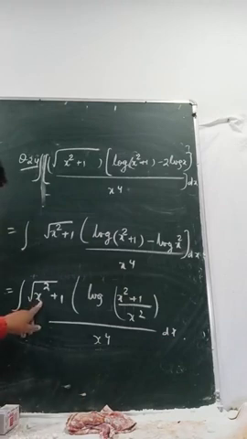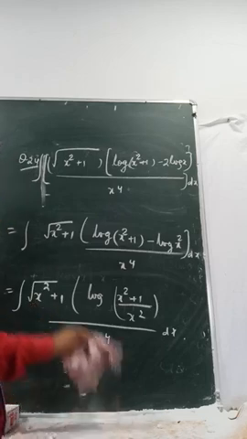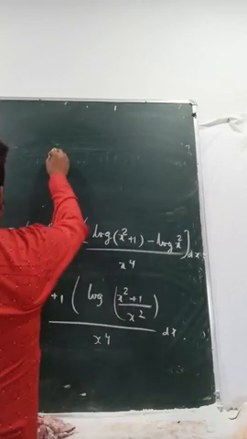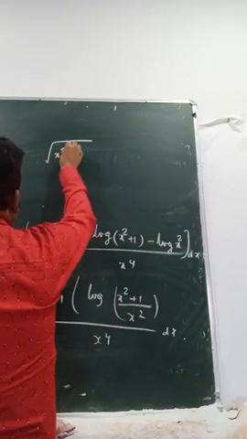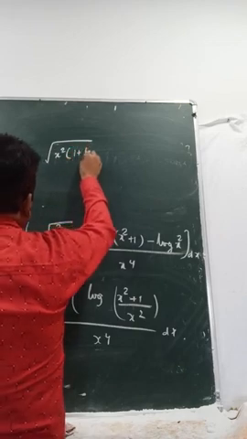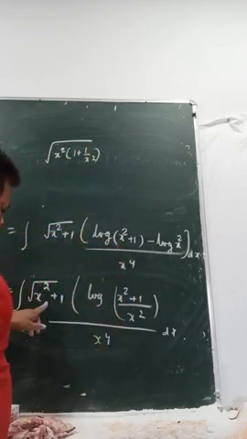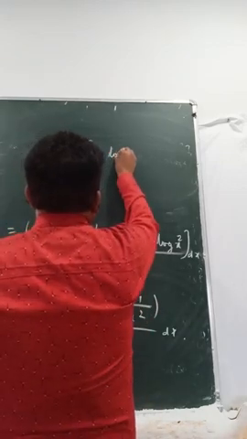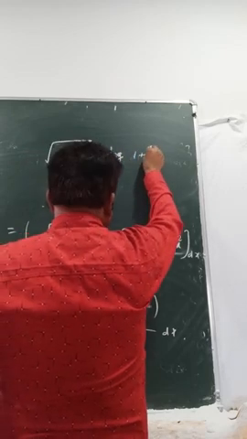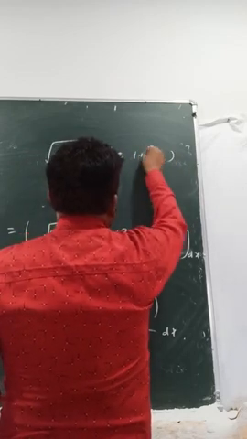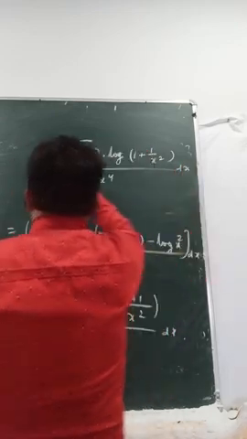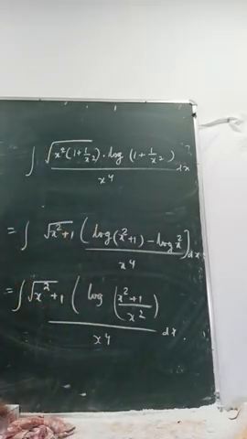Let me take x square common from here. Okay, so conclusion will come out. If I take x square common, it will be 1 plus 1 by x square. This part, if you divide, log 1 plus 1 by x square divided by x cube dx. Now I think we can do this. How do we do it?